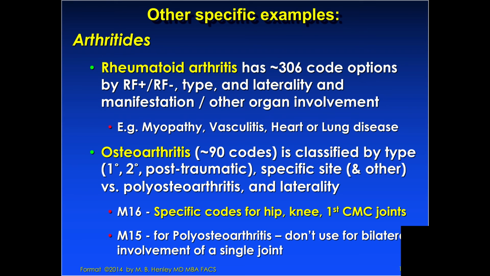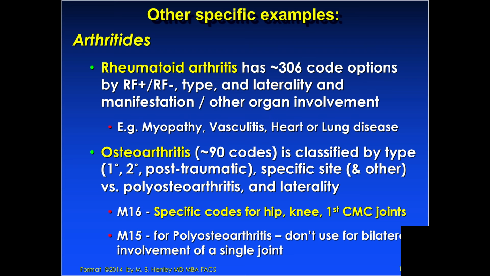So rheumatoid arthritis has 306 code options. And you have to know whether they're rheumatoid factor positive or negative. If you don't, it's unspecified. You have to specify by type, laterality, manifestation, and other organ system involvement, such as we reviewed, myopathy, vasculitis, heart, or lung disease.